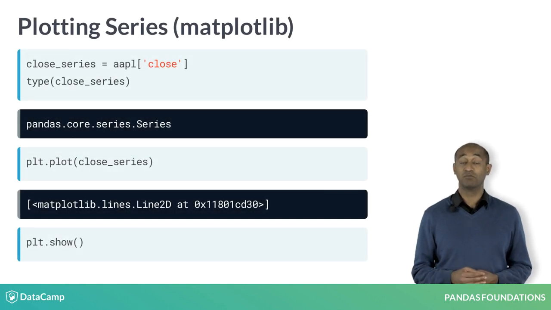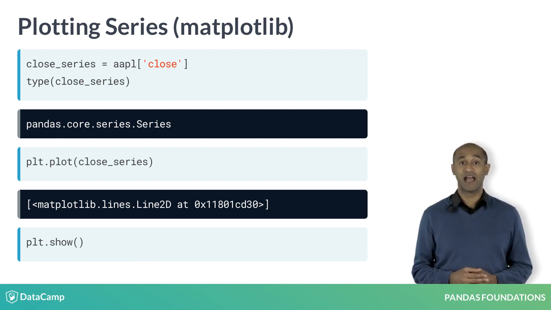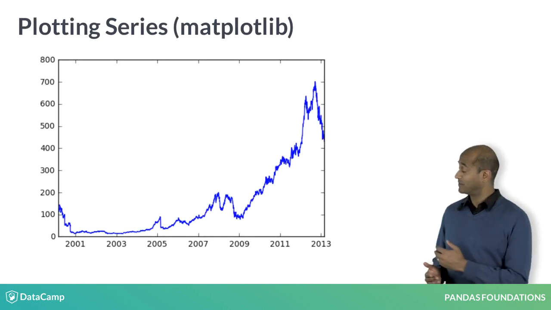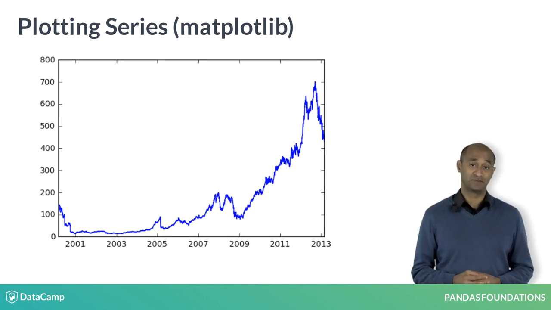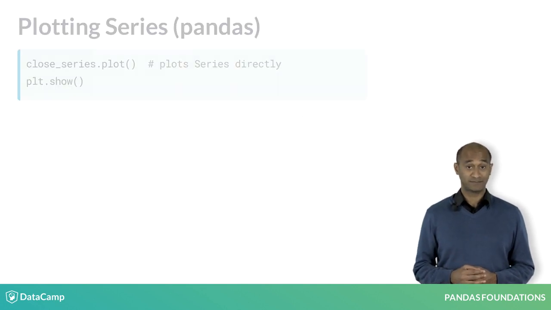We can actually plot pandas series directly. We assign the close series from apple as a series and call plot with close_series as an argument. The result is a similar plot, but a bit nicer. The plot function automatically uses the series' datetime index to label the horizontal axis.